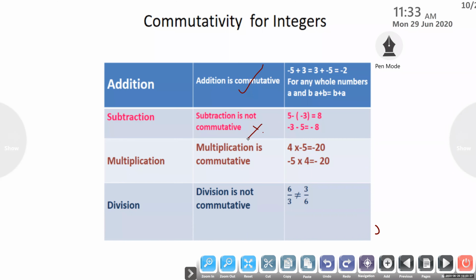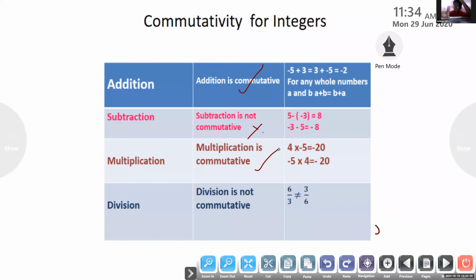Multiplication: 4 into negative 5 equal to negative 20. Negative 5 into 4 also negative 20. So when we change the order, answer is not changing. So multiplication is commutative. Similarly, division: 6 by 3 not equal to 3 by 6. So division is not commutative. They are different. Understood, Abhinav?